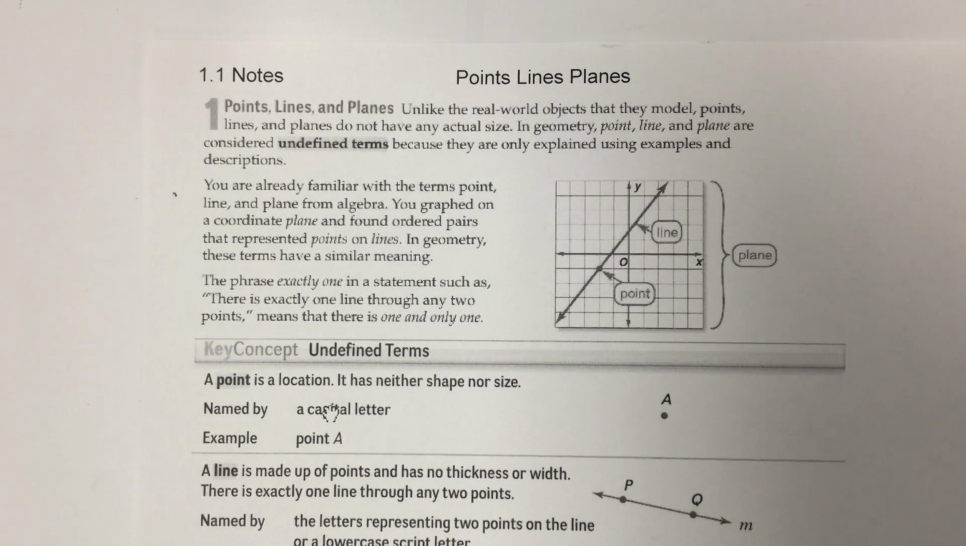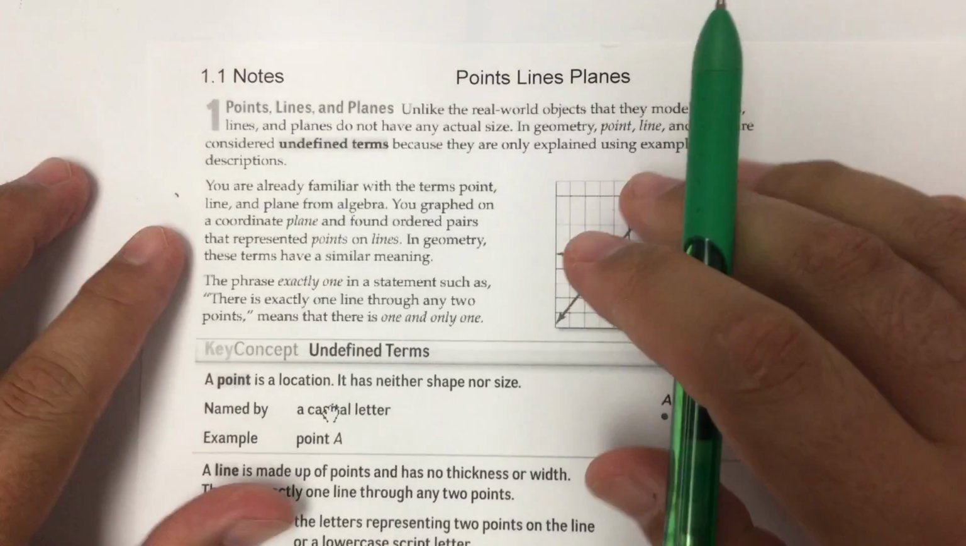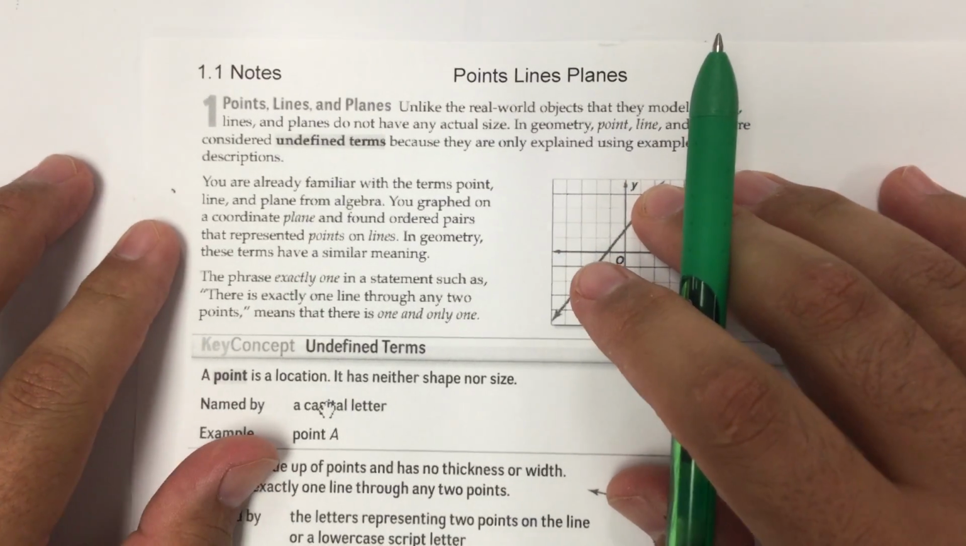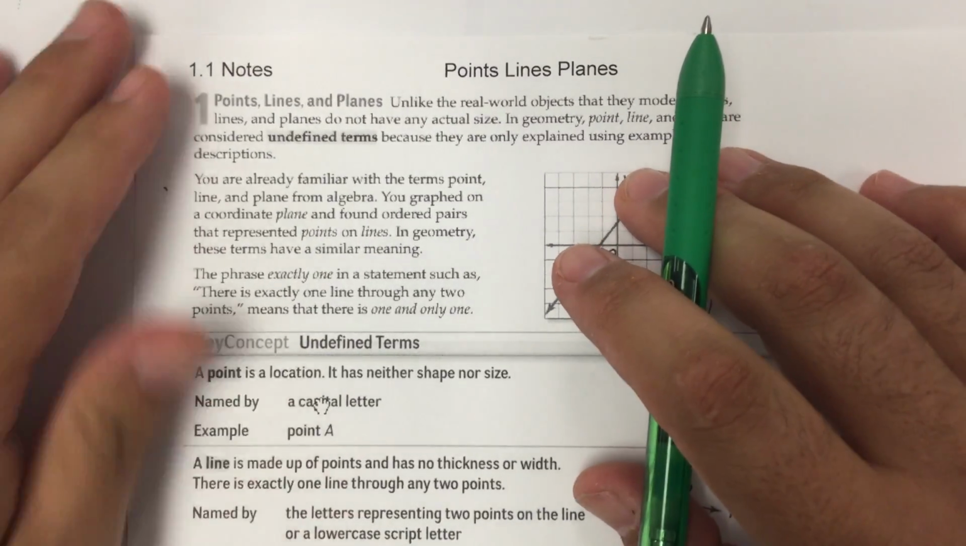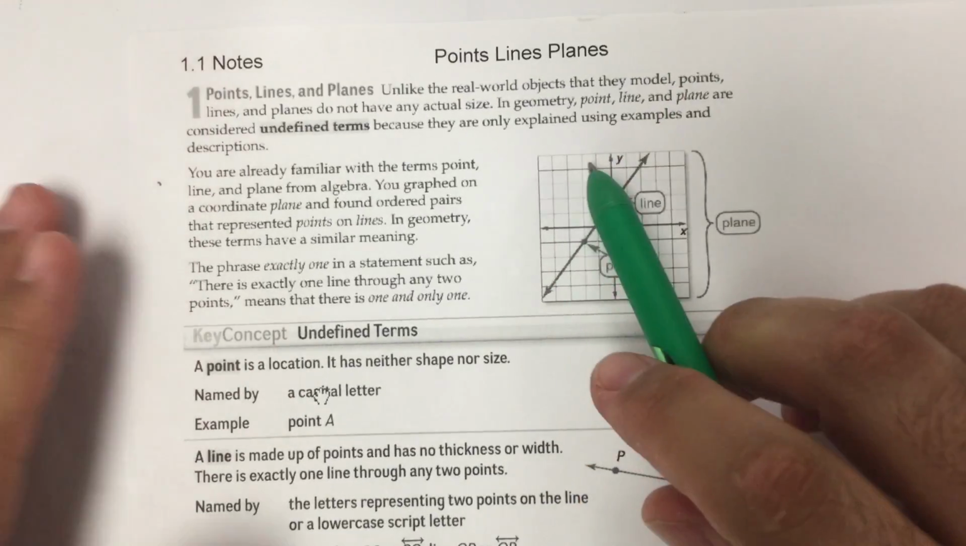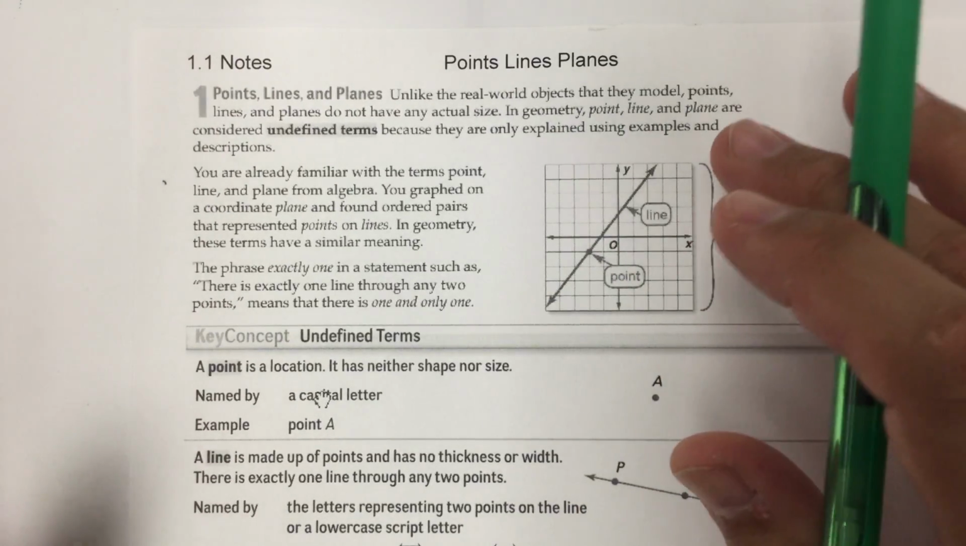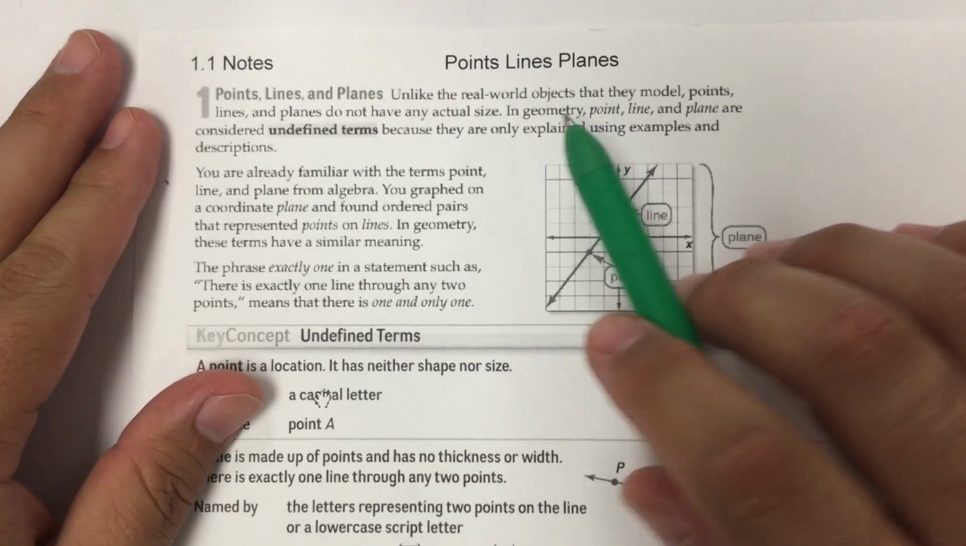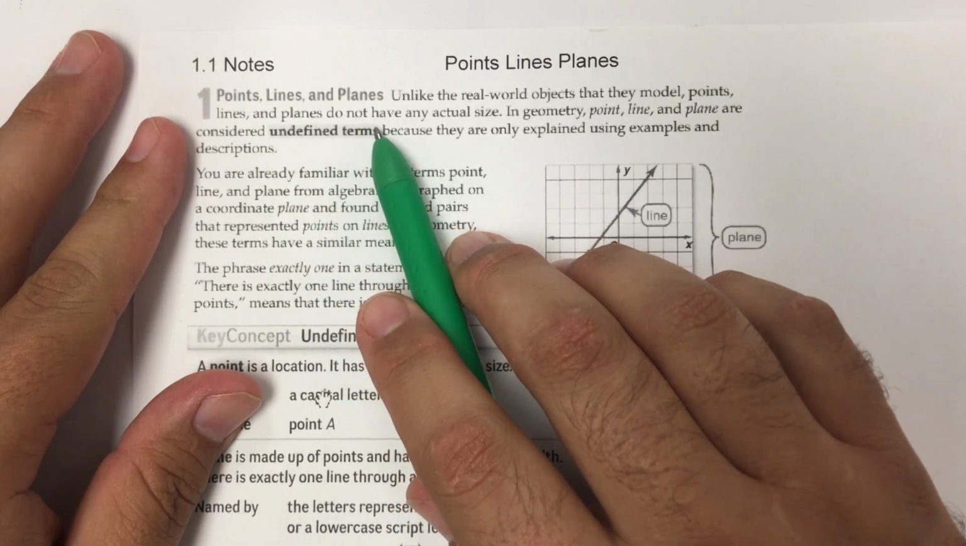So I'm going to go over some things to help us better understand. The first thing I want to talk about is points, lines, and planes. A lot of us are understanding this, and as you're saying it is, but I want to go over it one more time. Okay, so unlike the real world objects, there's these three different things that we call undefined terms, which are points, lines, and planes.